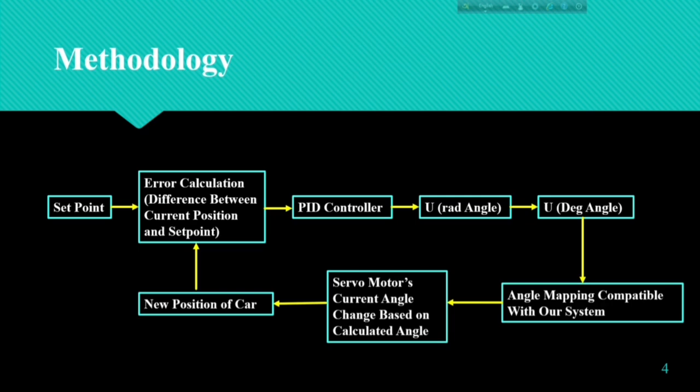Servo motor adjustment adjusts the servo motor's angle based on the mapped value. The beam tilts accordingly, influencing the car's motion to reduce the error. The car moves to a new position on the beam as a result of the adjustment. The system loops back to measure the new position and recalculate the error. This entire process repeats continuously, creating a closed loop system where the beam's angle is dynamically adjusted to maintain the car at the set point.